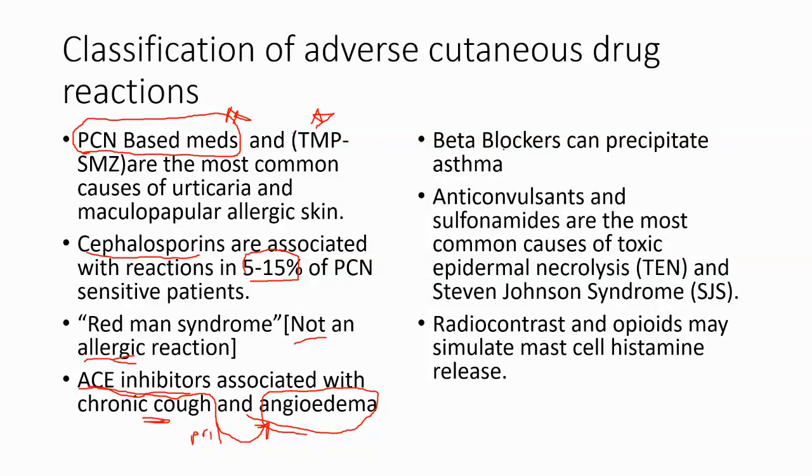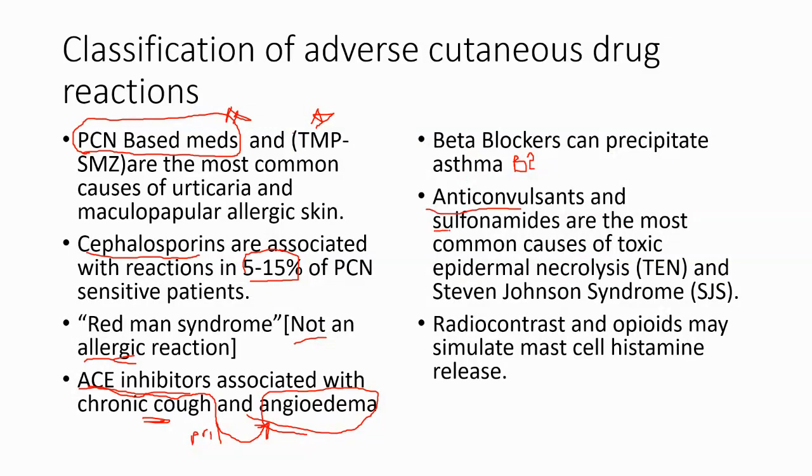Beta blockers, metoprolol, atenolol, can precipitate asthma. We know that because they are beta blockers, and if they block the beta 2 cells on the lungs from responding to adrenaline, they will get bronchoconstriction. So beta blockers can precipitate an asthmatic response.